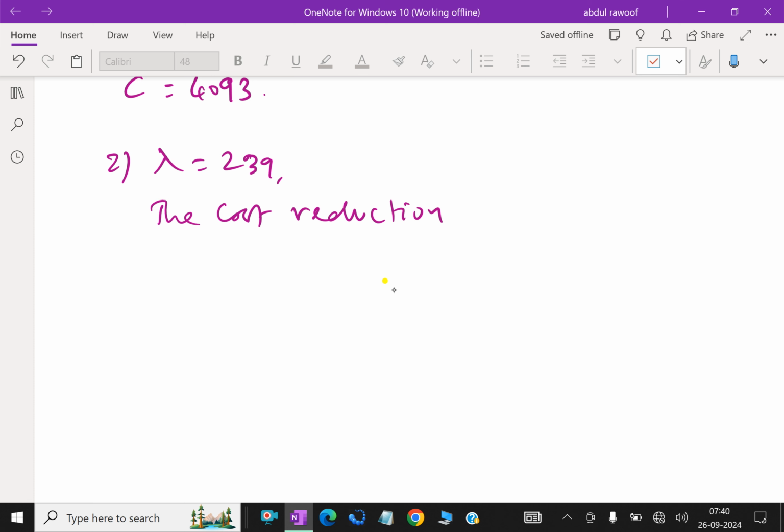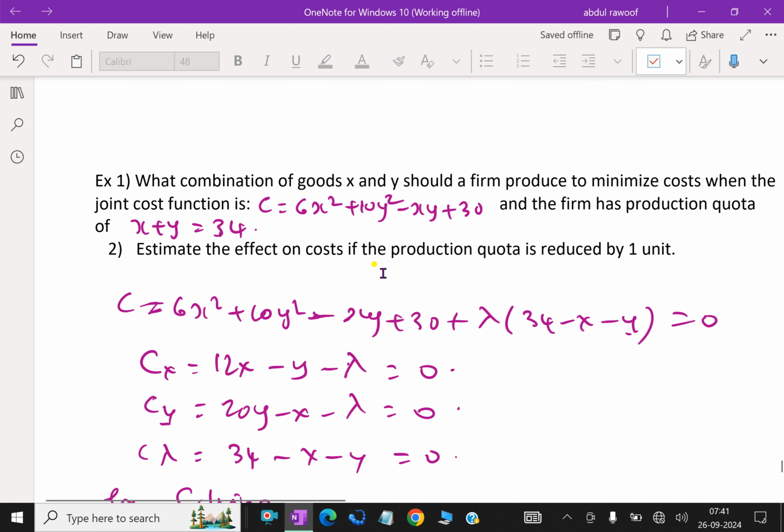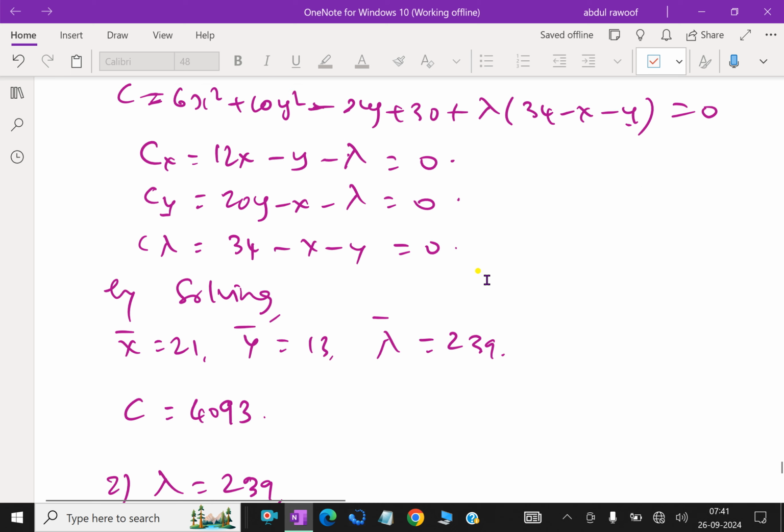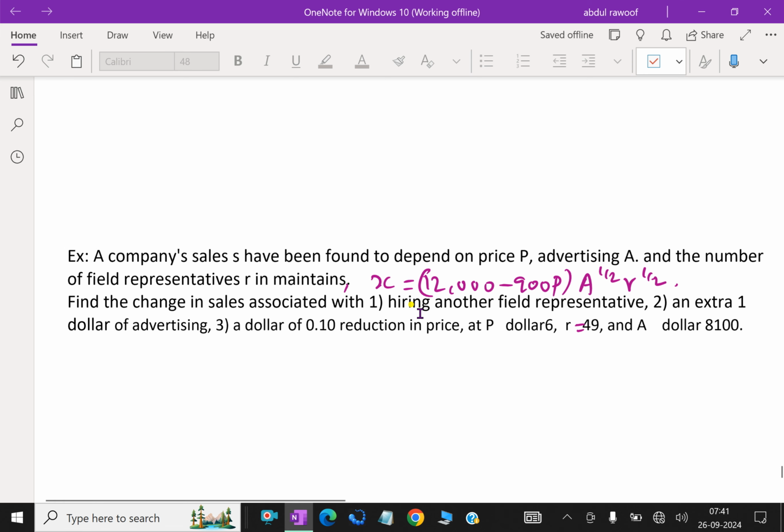The cost reduction is approximately 239. That means the effect on cost if the production quota is reduced by 1 unit is given by the lambda value of 239. Next question.